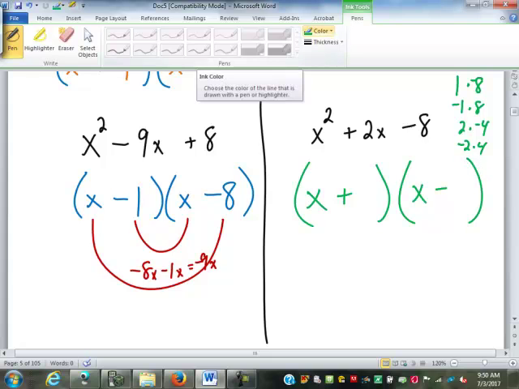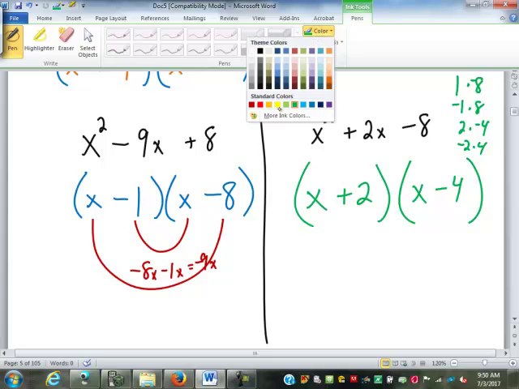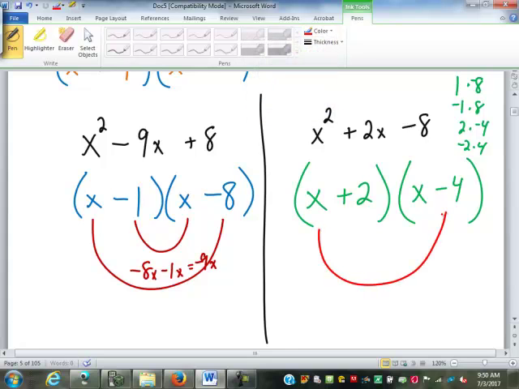Which one are we going to try? Positive 2 times negative 4. We're going to do x times negative 4 is negative 4x. And 2 times x is 2x. That adds up to be negative 2x. Well, we wanted a positive 2x. But this does tell us something. We're on the right track. We just need to switch them around. Yeah, negative 2 and a positive 4.